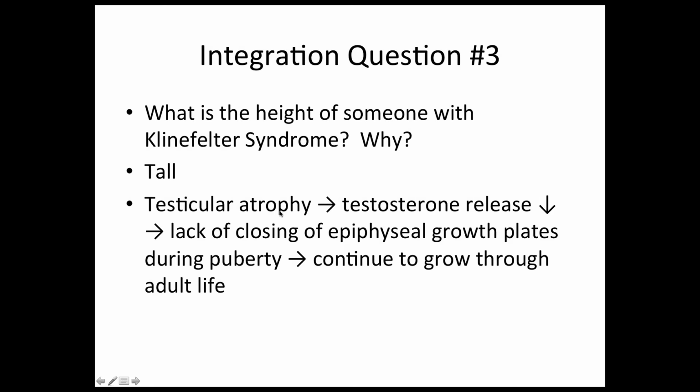I'll explain. So you get testicular atrophy, since, as we had pointed out, if you don't have a normal number of sex chromosomes, you're going to have germ cell death. Germ cell death should lead to testicular atrophy. So I'm not going to make testosterone, at least in a large amount. So if I don't make testosterone, remember the epiphyseal growth plates close during puberty because of sex hormones.